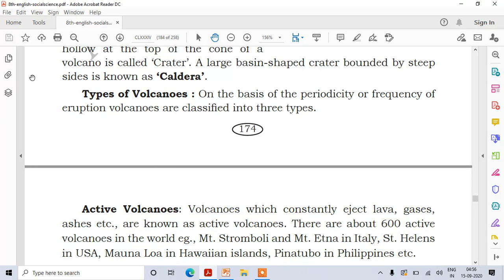Now we will read about the types of volcanoes. On the basis of the periodicity or frequency of eruption, volcanoes are classified into 3 types. Periodicity means its occurrence, when it will occur. Time means at what time it will occur. Periodicity means after what time it will repeat itself. Frequency means what will be its frequency, or power, whether it is more destructive or less destructive. On the basis of that, volcanoes are classified into three types.